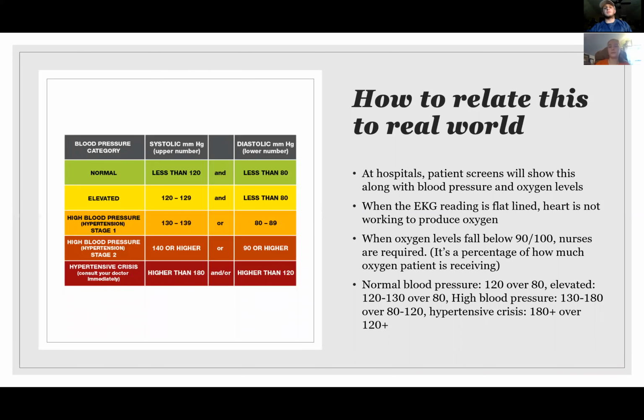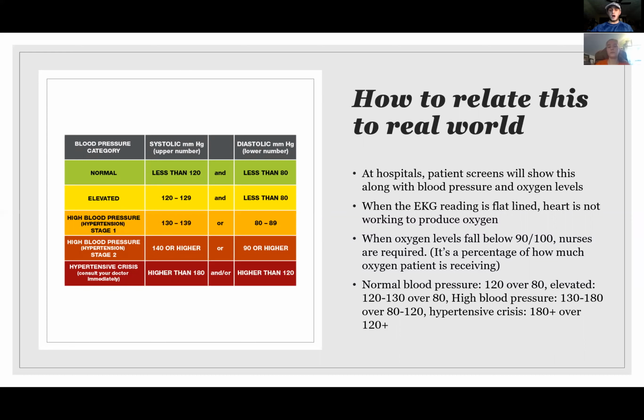All right, and how does this relate to the real world? I went to different hospitals to shadow, and in these hospitals, when you go to a patient's room, you'll see the patient's screens. On these screens, it will show the EKG readings, and along with this, it will provide their blood pressure and oxygen levels. Whenever the EKG reading is a flatline, it is obvious that the heart is not working to produce oxygen.